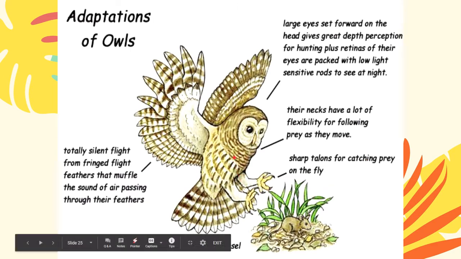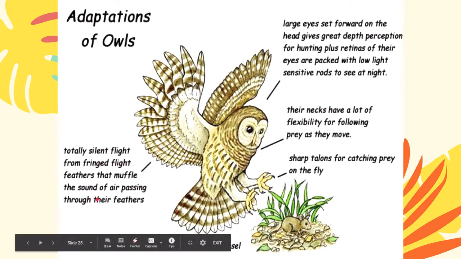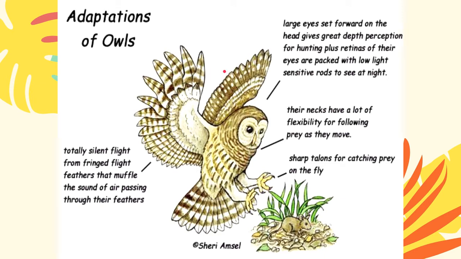So how about this owl? Owls have totally silent flight from fringe flight feathers that muffle the sound of air passing through their feathers. Actually, there's a video in a documentary in which the scientists try to determine how much noise an owl makes when it hunts. It's almost 0 decibels, almost no noise was created when they fly. That allows them to become better predators.